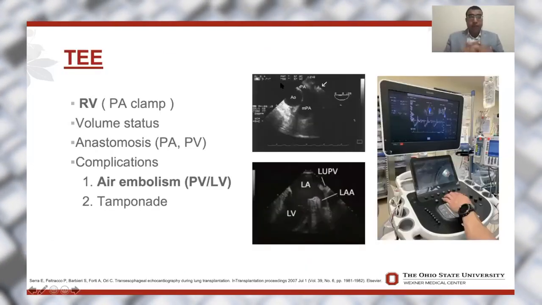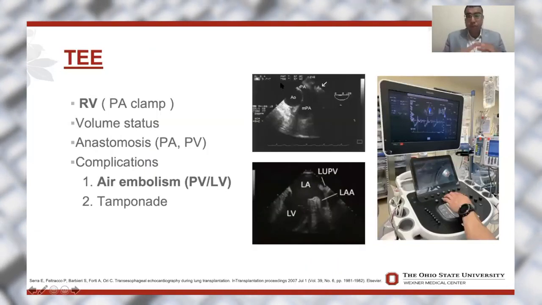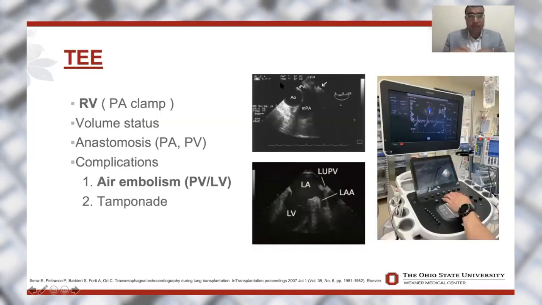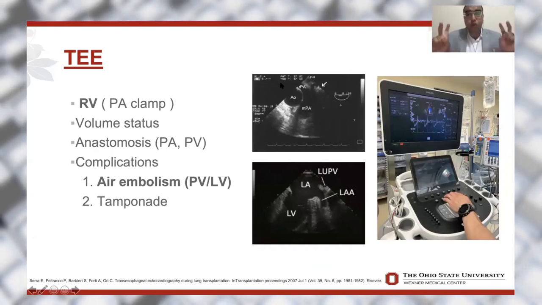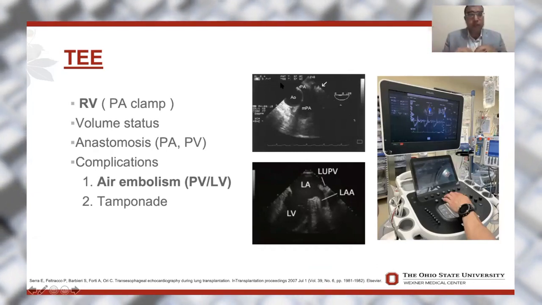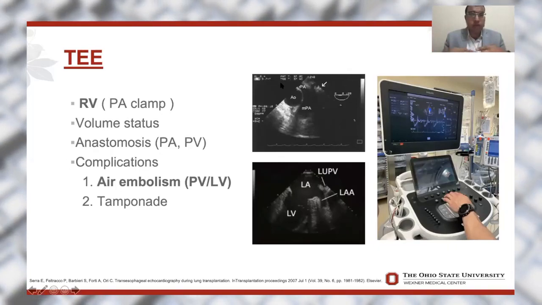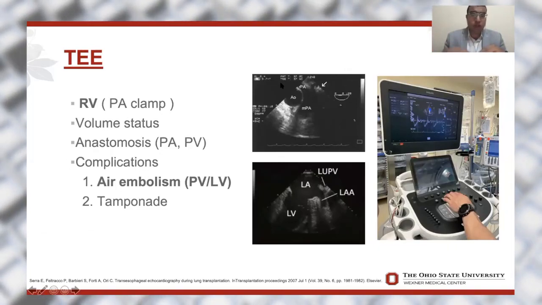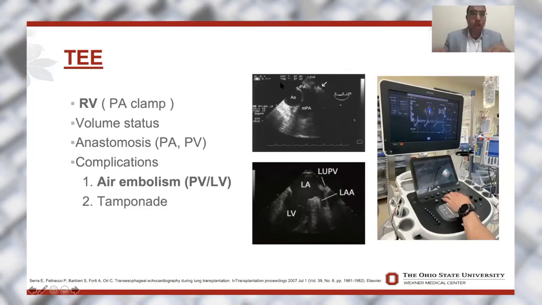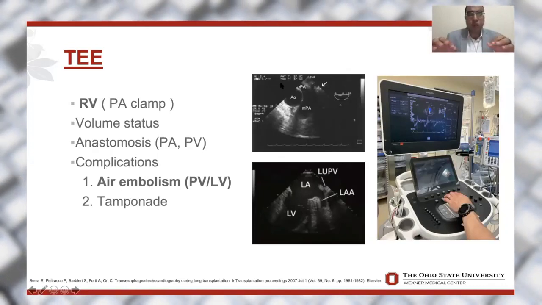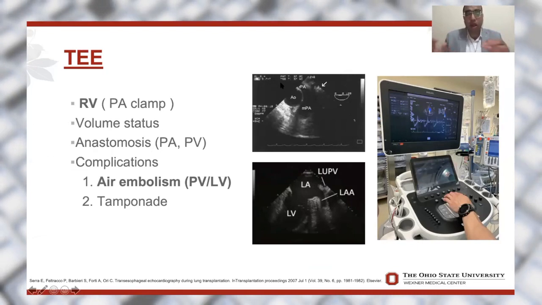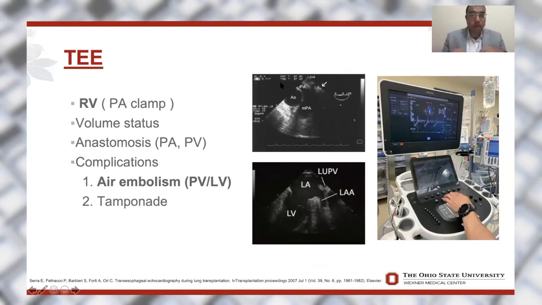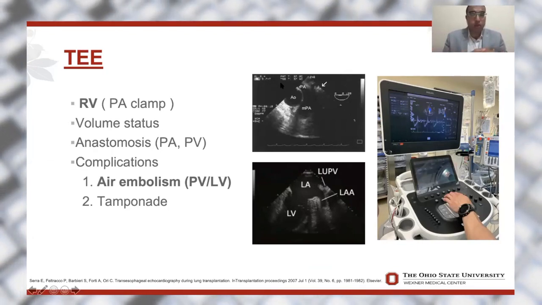The role of TEE, transesophageal echo, is very important in lung transplant to assess the RV. Throughout the operation, you should watch the RV. It's also important for assessment of volume status, as in all thoracic surgery. We tend toward, I will not say hypovolemic, but euvolemic or a little bit hypovolemic, to avoid pulmonary edema or excess lung water.